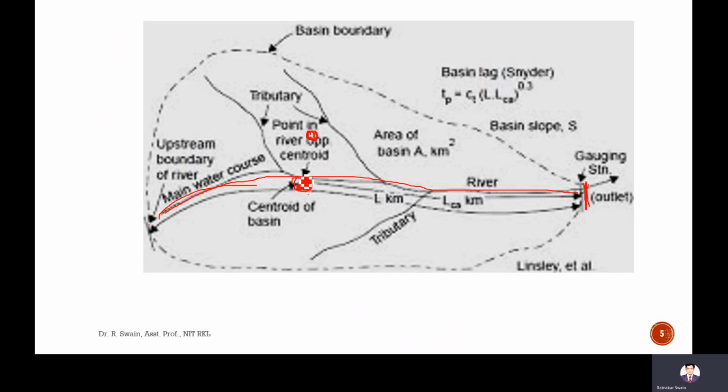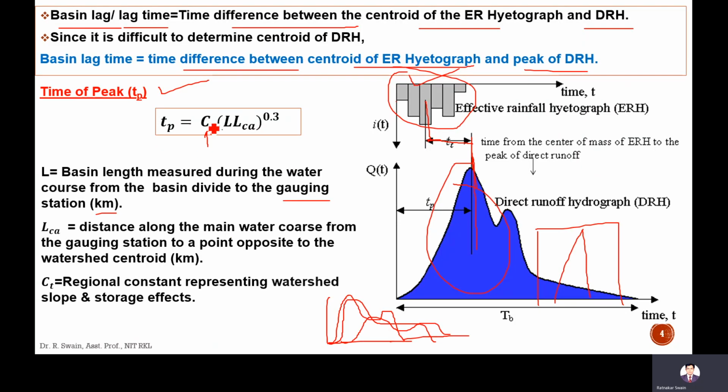And remember, the centroid point here is the point on the river which is opposite to the centroid of the whole basin. And Ct is the regional constant representing watershed slope and storage effect. Depending upon the slope and storage effect, the Ct is different.